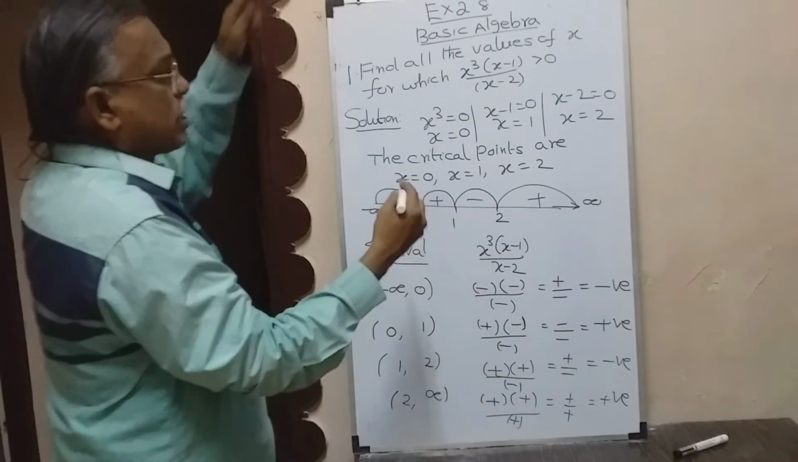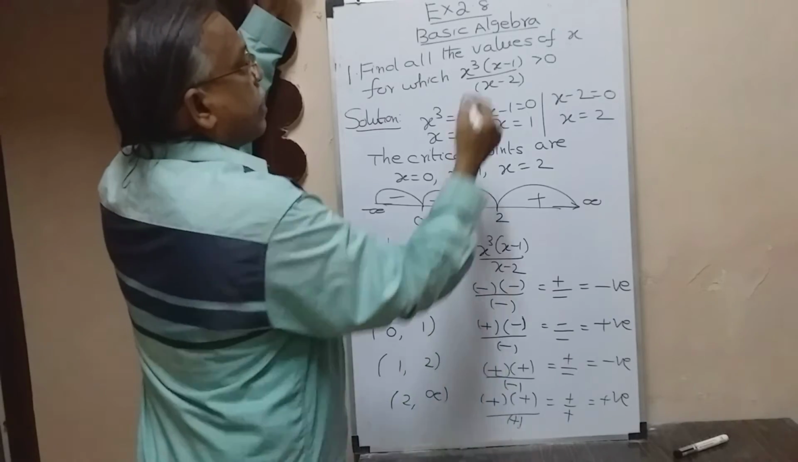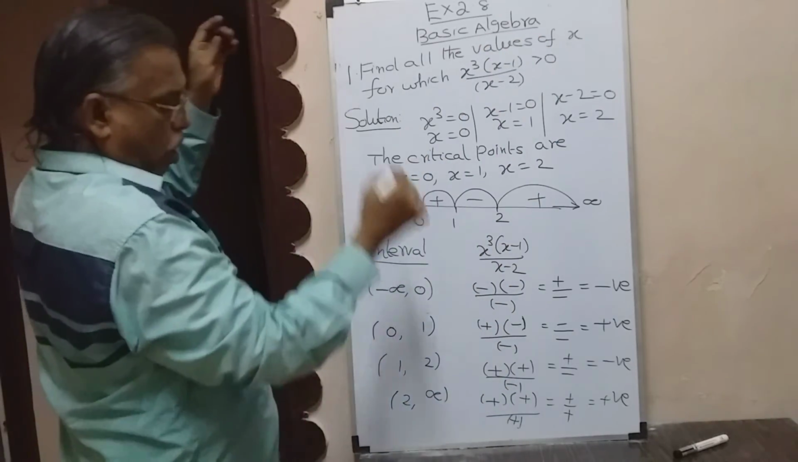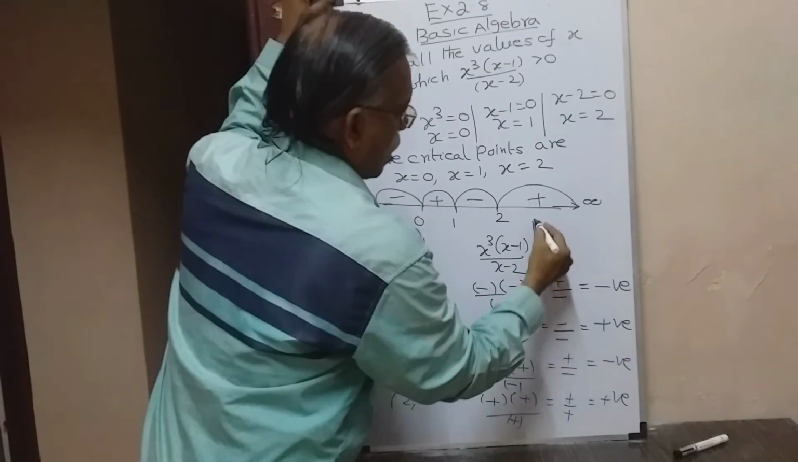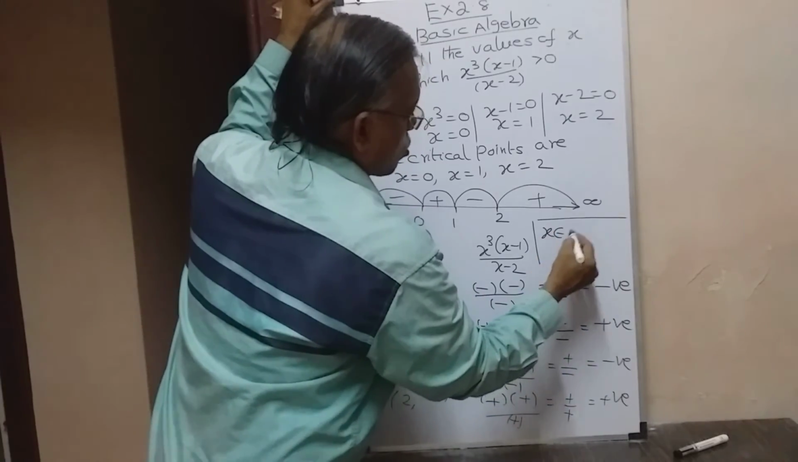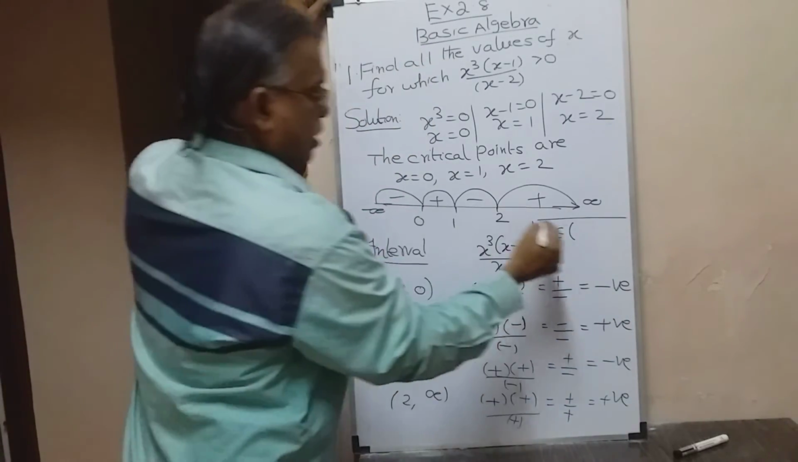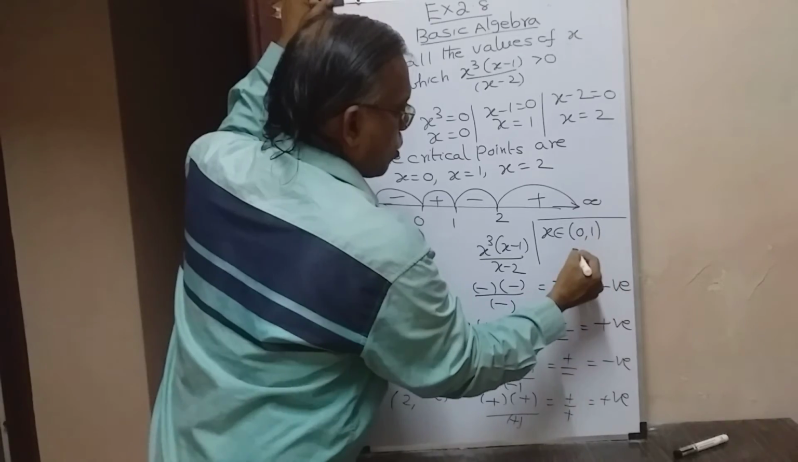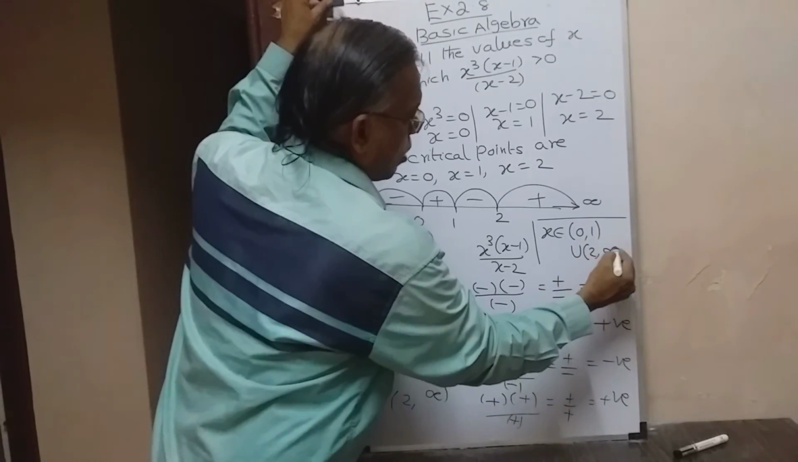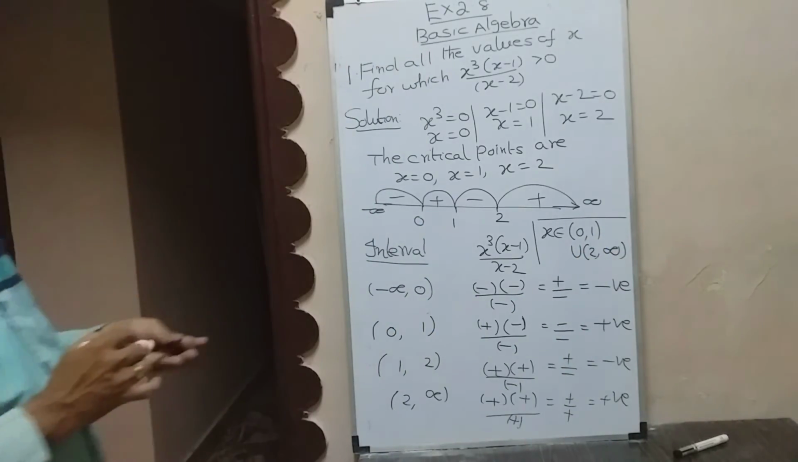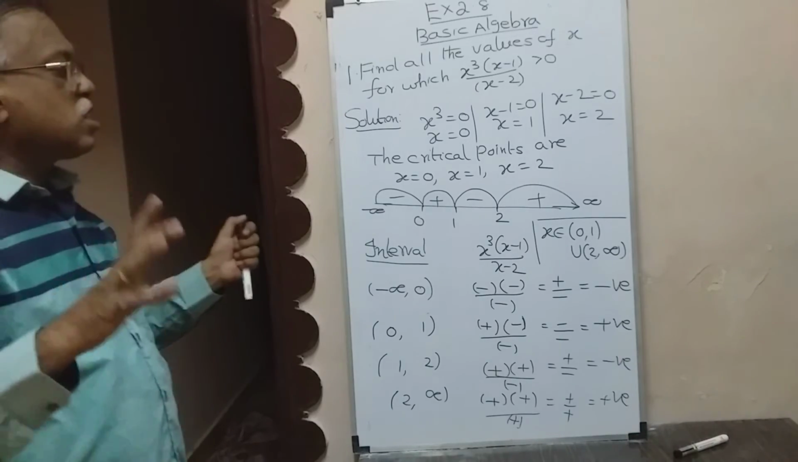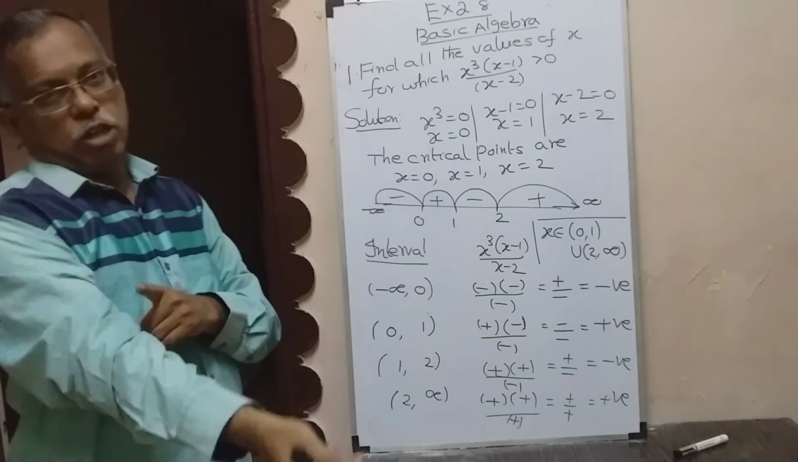So what is your answer? I am writing here, students. x belongs to, what is the first interval? 0 comma 1 union 2 comma infinity. Okay students, so this is the procedure for the other two problems also.